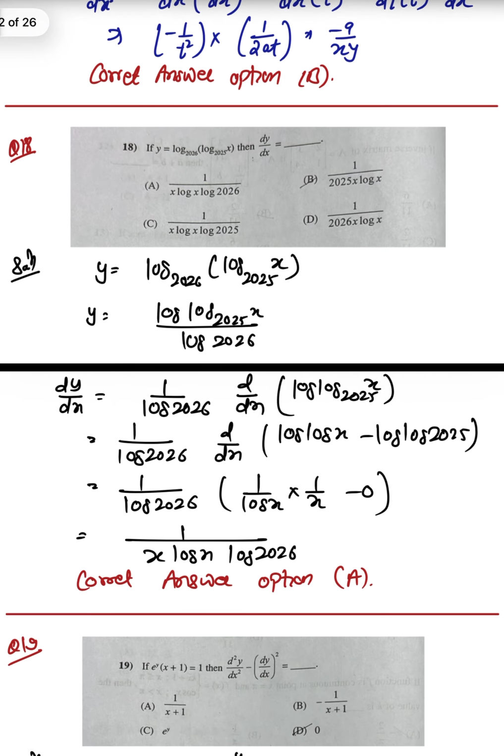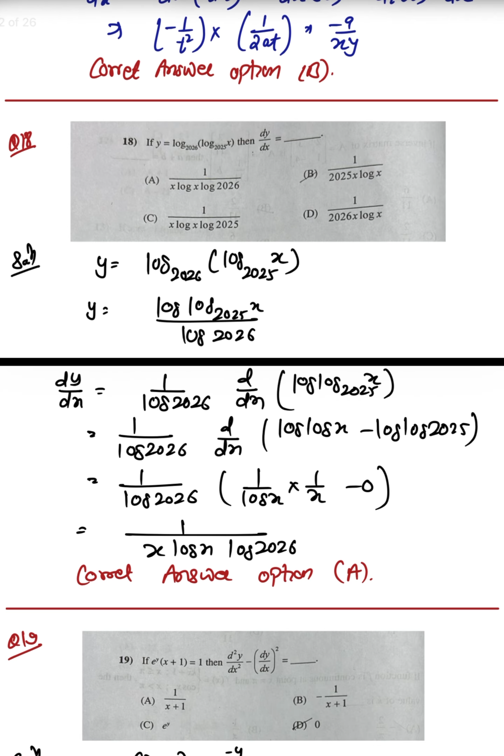18th problem, it is given y is equal to log base 2026 of something. We have to find dy by dx. So we'll use the property log base a of b is log b by log a. Okay, so it is the base changing theorem we can say. Then we will differentiate dy by dx, so it is the constant 1 upon log 2026, and d by dx of log base 2025 of the number x.